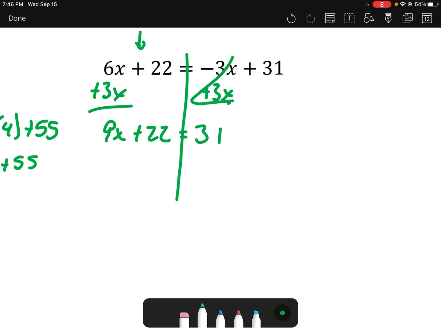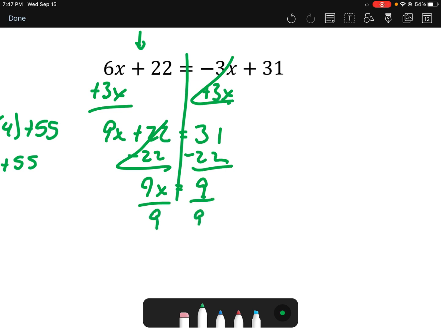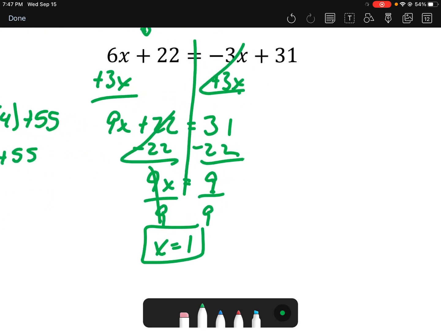I need to get rid of that constant, move it over to constant land. I'm going to subtract 22 from both sides. Cancels that out. I'm left with 9x is equal to 9. To get x by itself, I can just divide both sides by 9, giving me x equals 1.